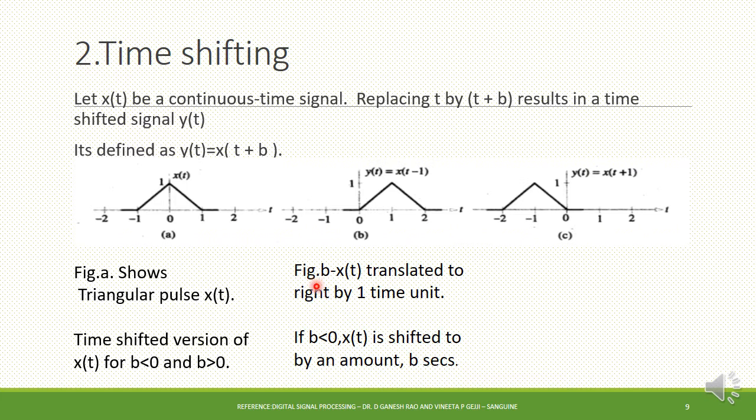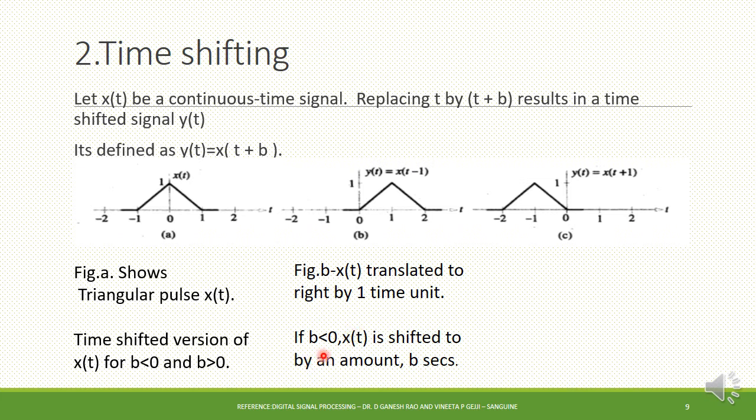What I did in figure B: x of t is translated to the right by one time unit. So this is shifted here, correct? If this is shifted here, then this should be shifted here. By how much have we shifted? By only one time unit.